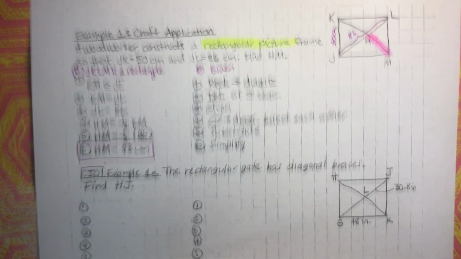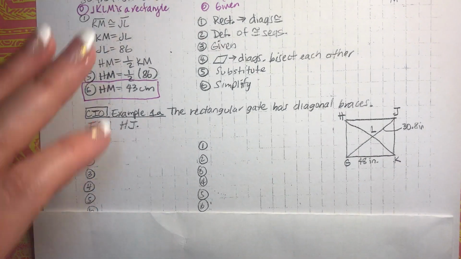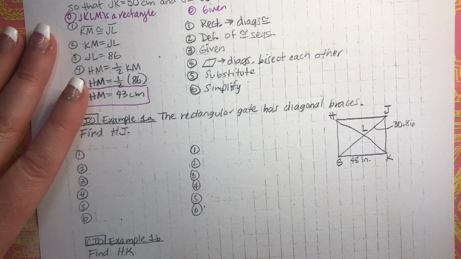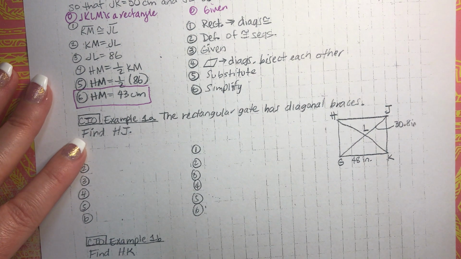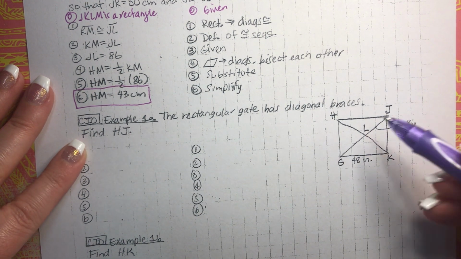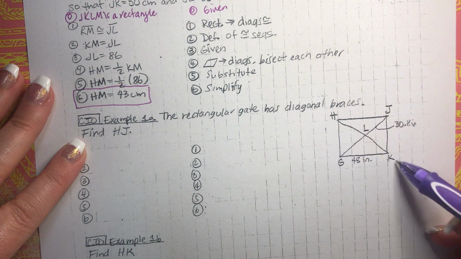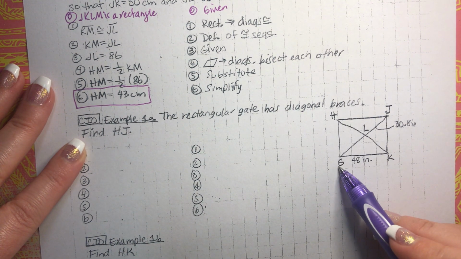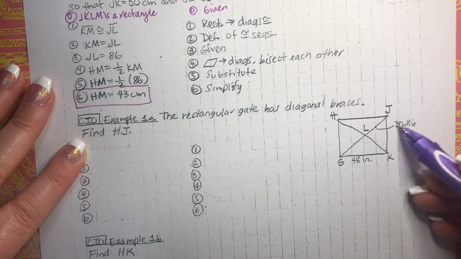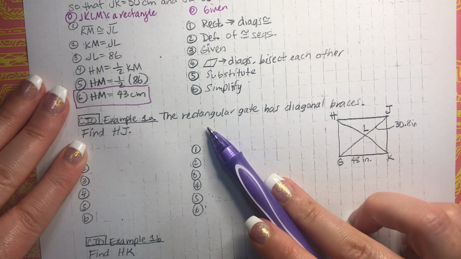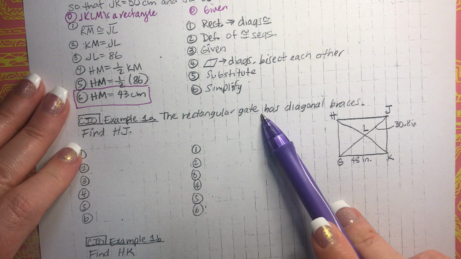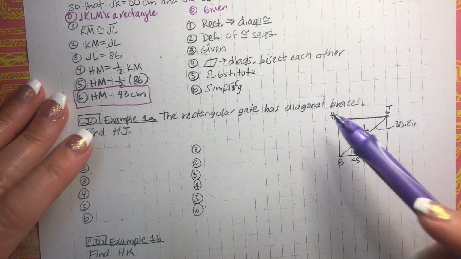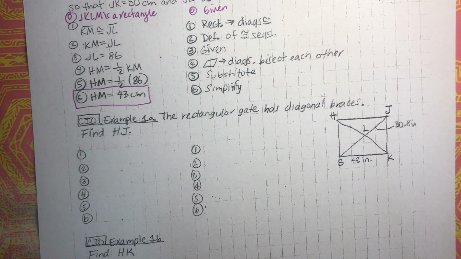Perfect. Okay, let's look at example 1A. It says the rectangular gate has diagonal braces. We need to find HJ. So we have a rectangular gate here, and it has diagonal braces. It's giving us GK, and it's giving us JL is 38. It's saying that we have a rectangular gate. So we need to find HJ. So we need to find this.